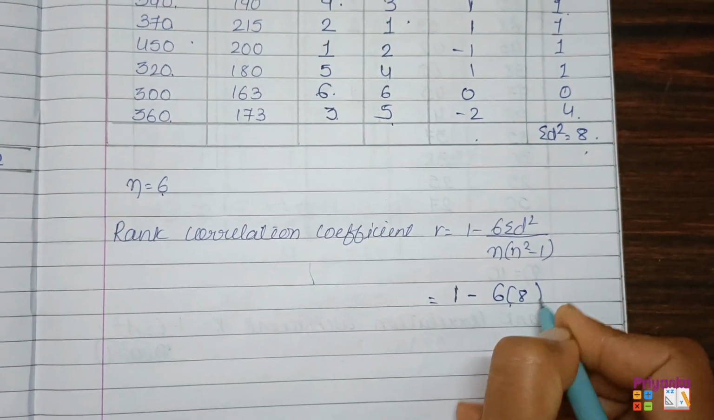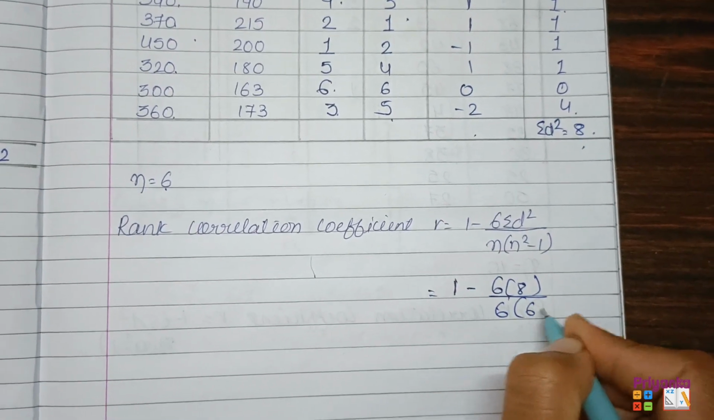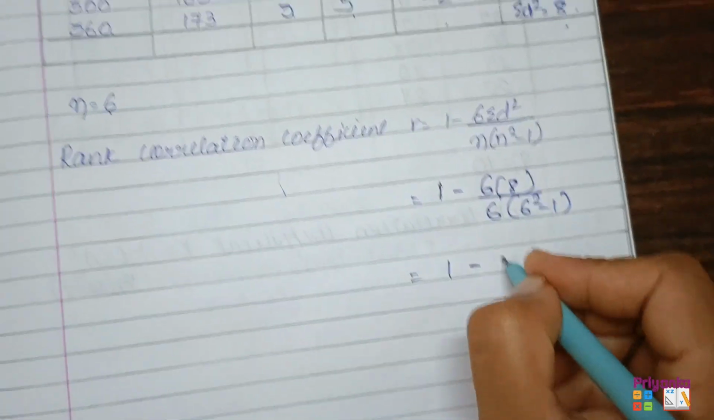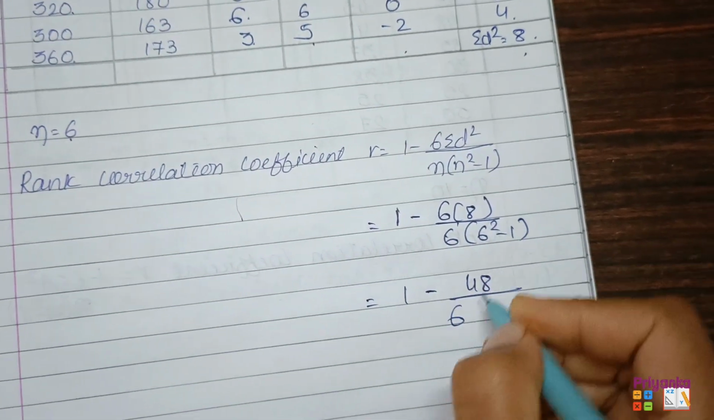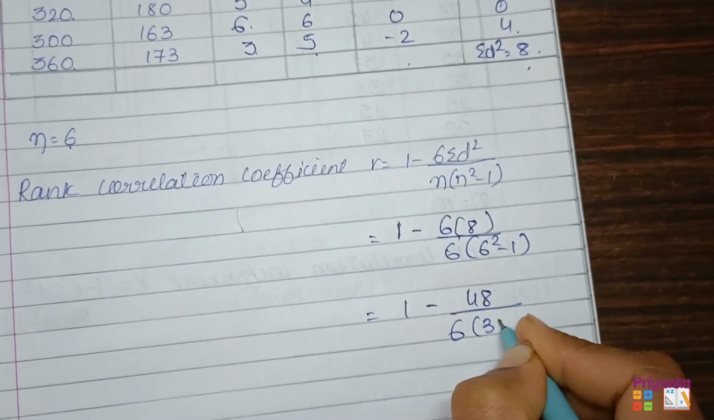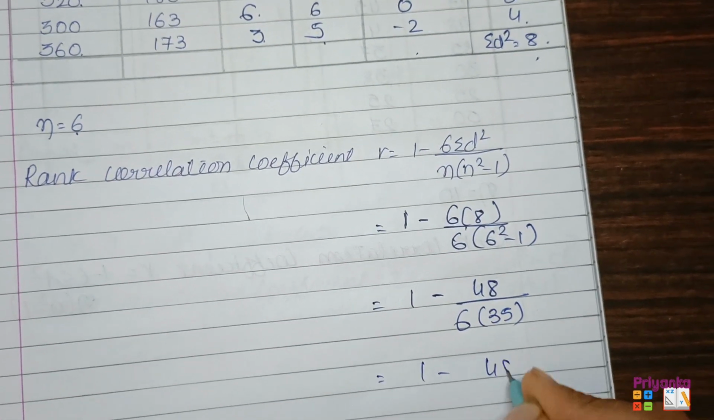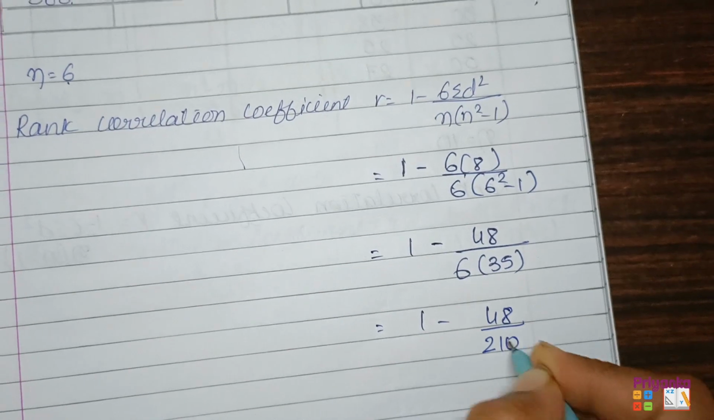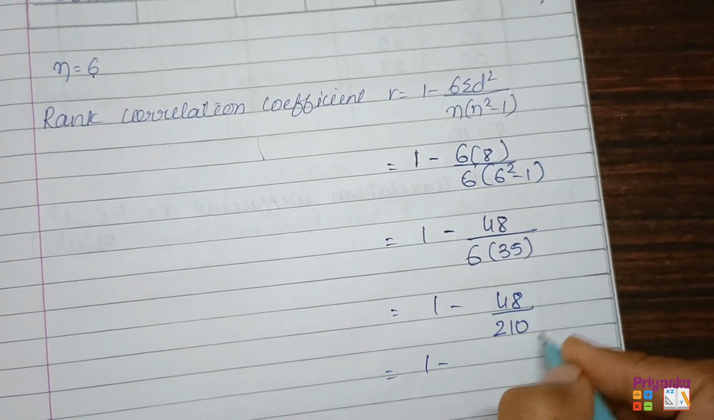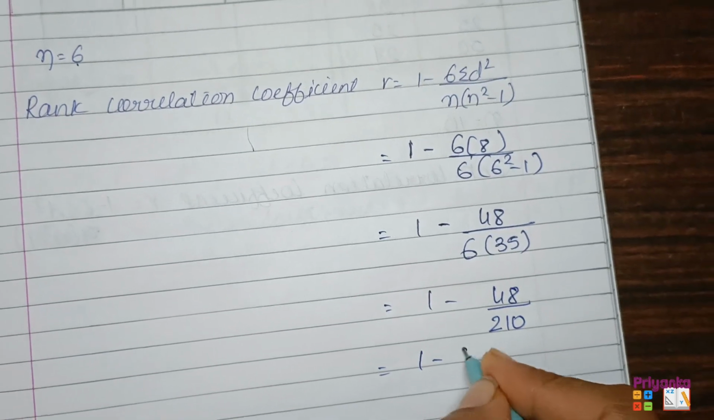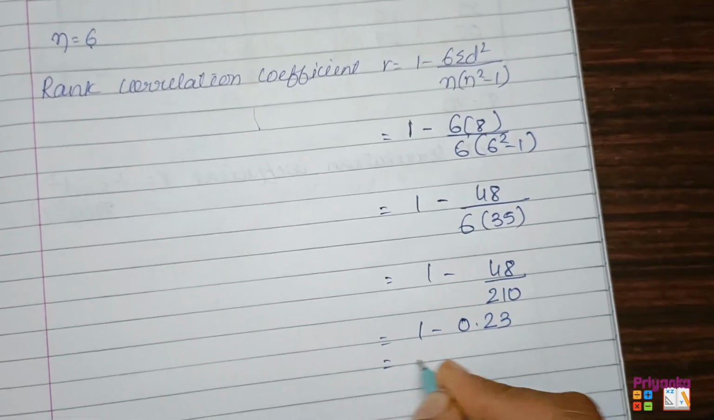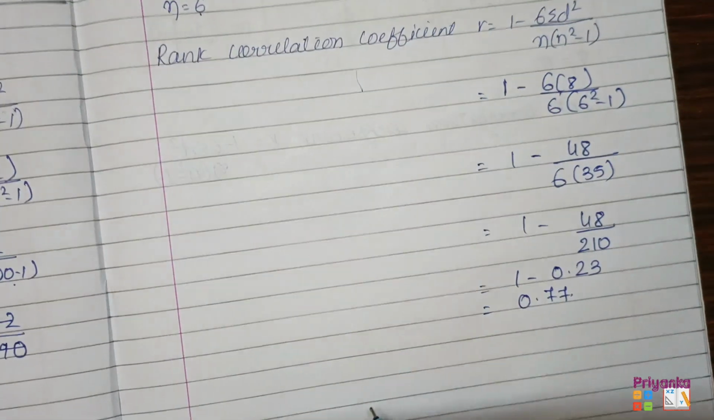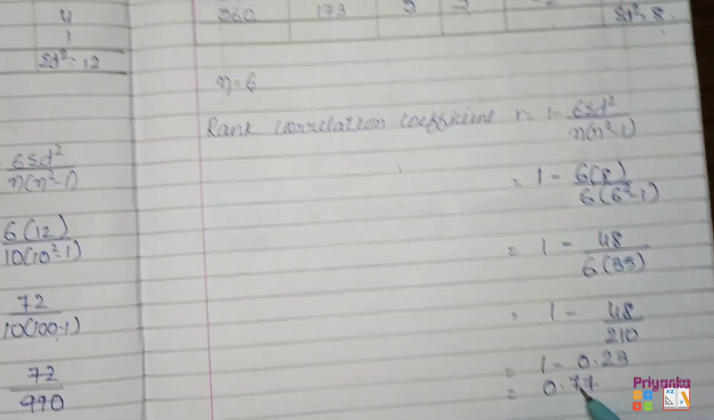1 minus 6 into 8, upon 6 into 6 square minus 1. 6 8s are 48. 6 square, that is 36, minus 1 will be 35. 35 into 6 we get 210, and the calculation of 48 divided by 210 we get 0.23, and the answer 0.77. So hence the rank correlation coefficient between the price of tea and coffee obtained is 0.77.